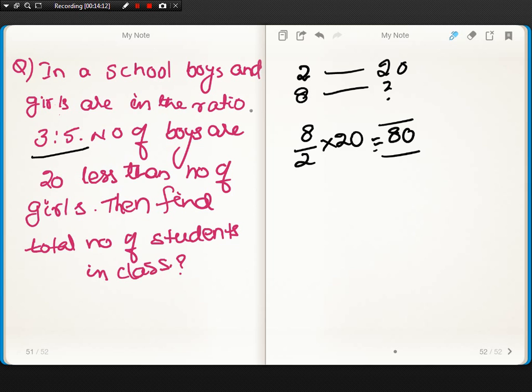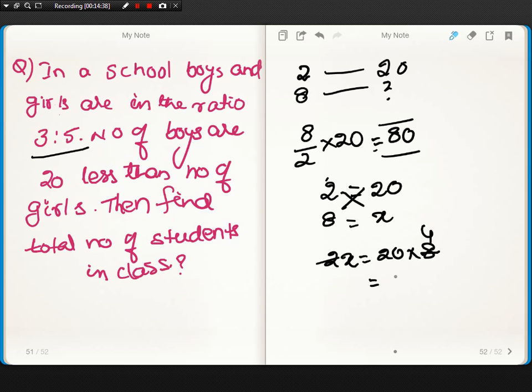Or if you are facing difficulty with this equation, there is a simple thing you can do. Two parts are equivalent to 20, then 8 parts are equivalent to some x. Do cross multiplication. When you do cross multiplication, 2x is equal to 8 into 20, and 2 gets cancelled in 8, 4 times. The total answer is 80. The total number of students available is 80.